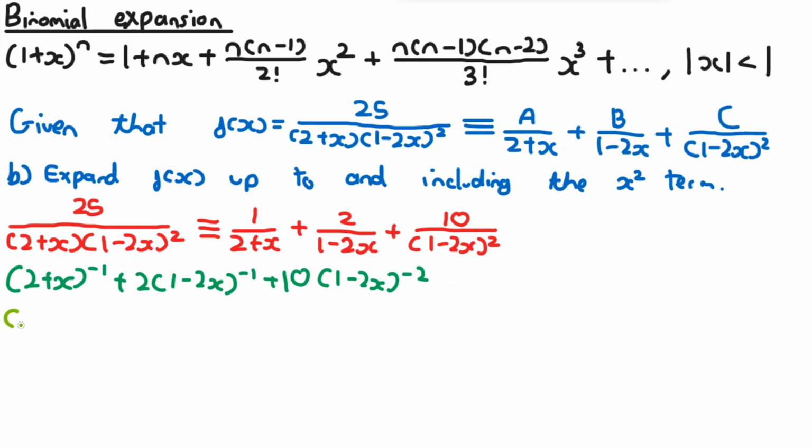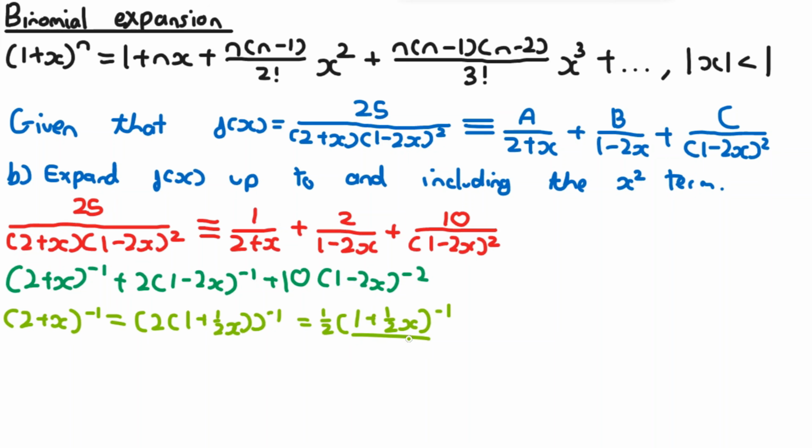So this first one here is going to be 2 plus x to the power of minus 1. So we need to factor out the 2 in order to make this first number 1. So this is going to be equal to 2, and then 1 plus a half x to the power of minus 1. Then we take the 2 out of the brackets by affecting it by this power here, so it's going to be equal to a half, because that's 2 to the power of minus 1. Half of 1 plus half x to the power of minus 1, and then we binomial expand this here.